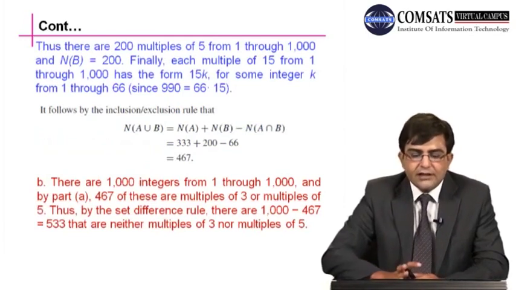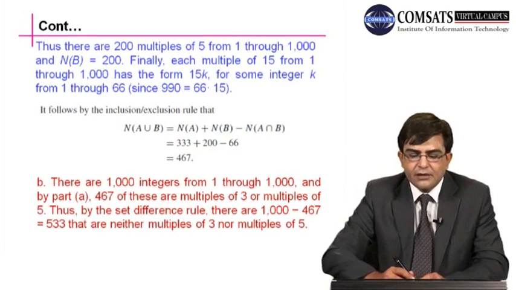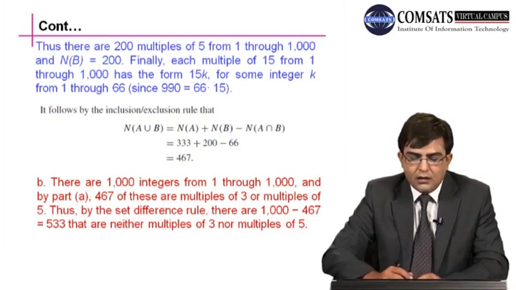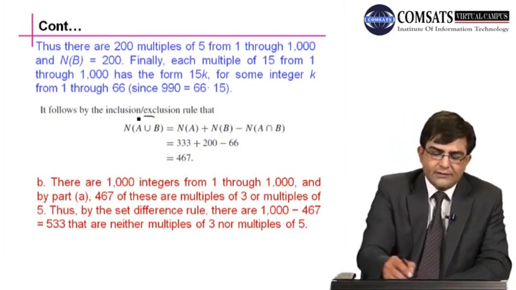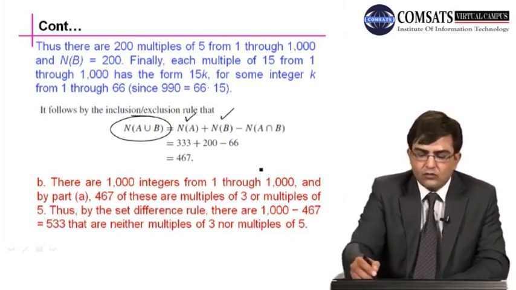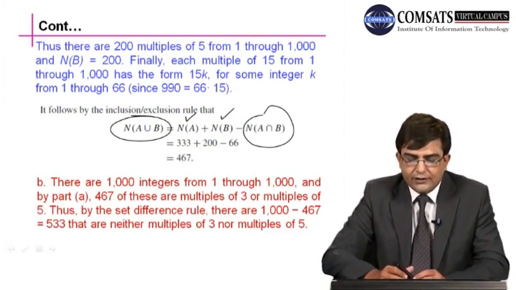Thus there are 200 multiples of 5 and 333 multiples of 3 from 1 through 1000. We have calculated these. Now we have to calculate the integers which are multiples of both 5 and 3.